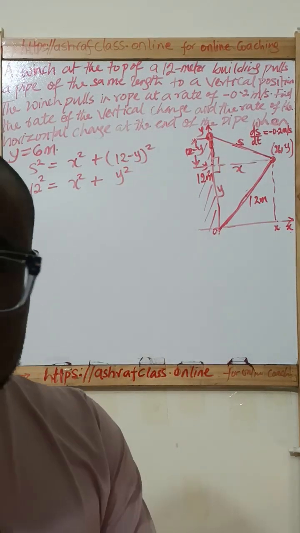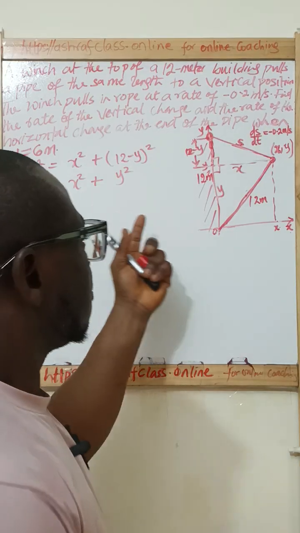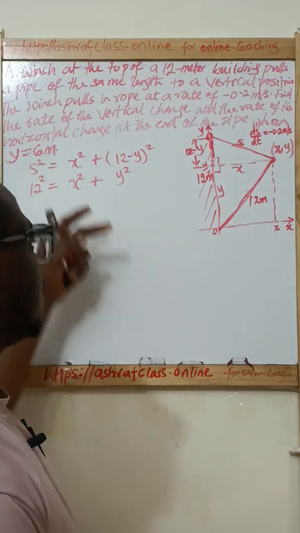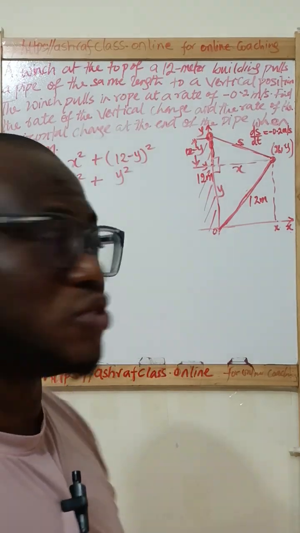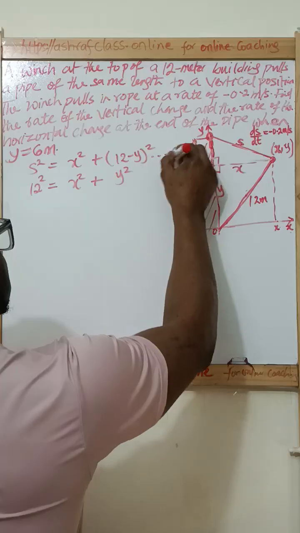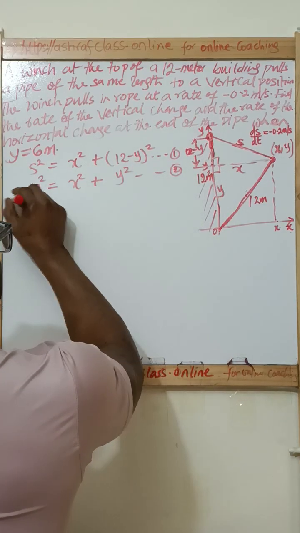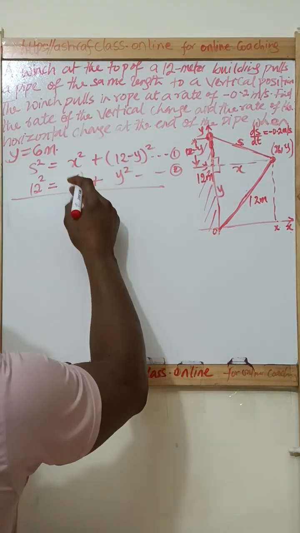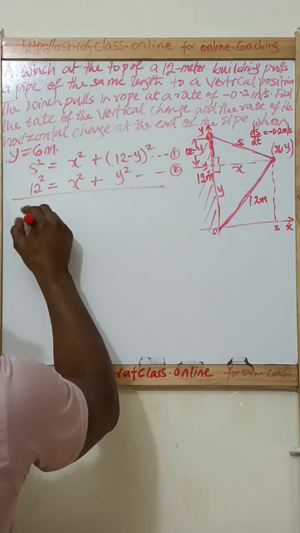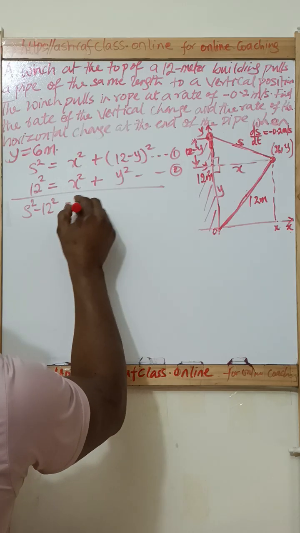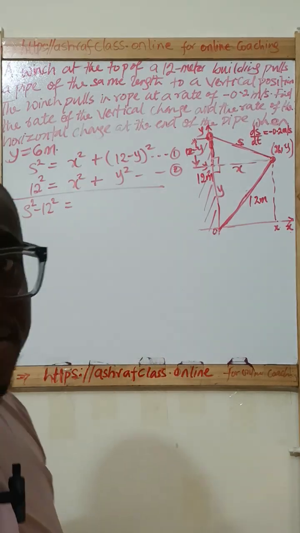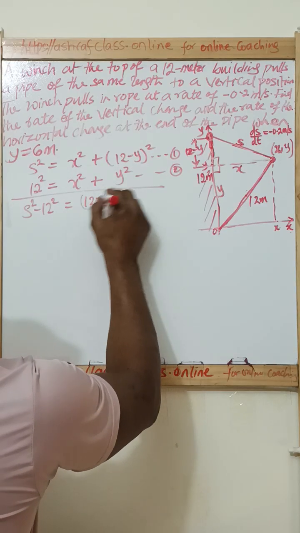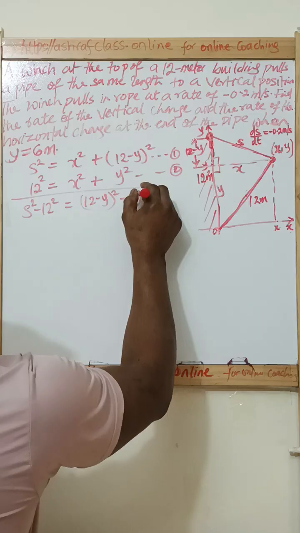So from here now we can eliminate any of these two, using the elimination method of simultaneous equations. This is 1 and this is 2. We can say 1 minus 2. If we subtract this from this, that will be s squared minus 12 squared. Then this minus this, that will be 0. Then this minus this is (12 minus y) everything squared, minus y squared.